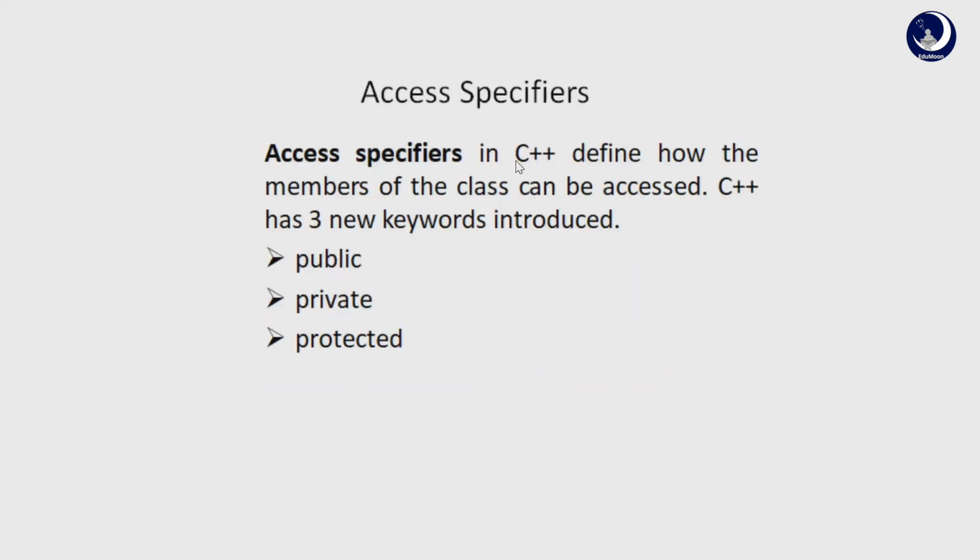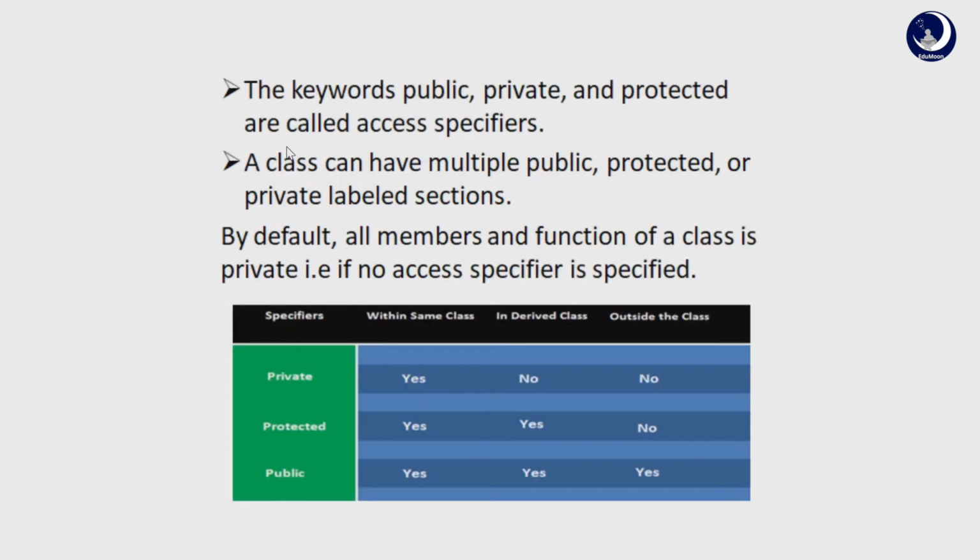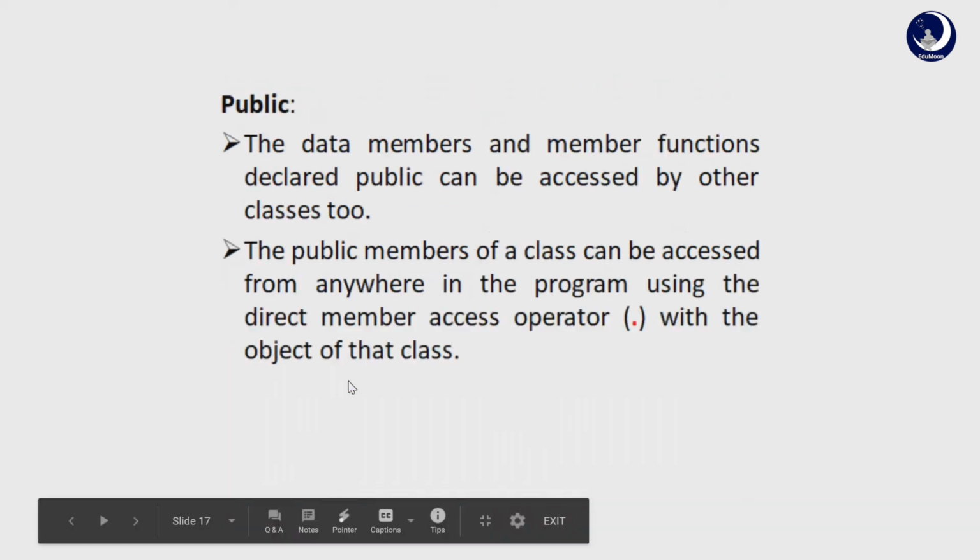Access specifiers. Access specifiers in C++ define how the members of a class can be accessed. C++ has three keywords: public, private, and protected. The keywords public, private, and protected are called access specifiers. A class can have multiple public, protected, or private sections. By default, all the members and functions of a class are private. That is, if no access specifier is specified, it will be considered a private member or method.